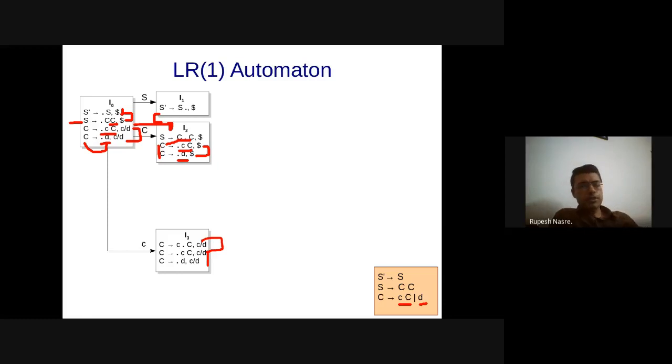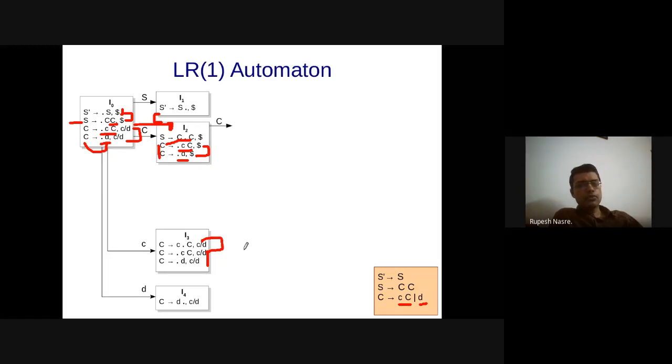So that should be simple. C deriving D dot with CD as the look ahead, right? And nothing else gets added. Okay, so now from I2 there are some transitions possible as well as from I3. I request you to try that out. Maybe I'll just quickly finish that up.